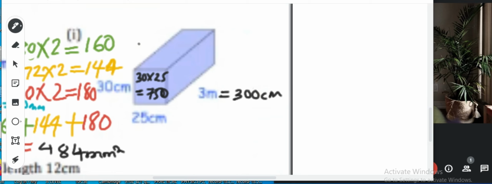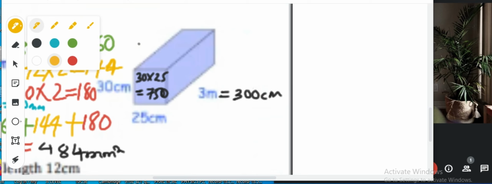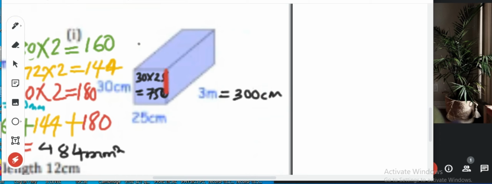So this should be this length times this times this to find the area of this side. This times this. So we have 30 times 300.